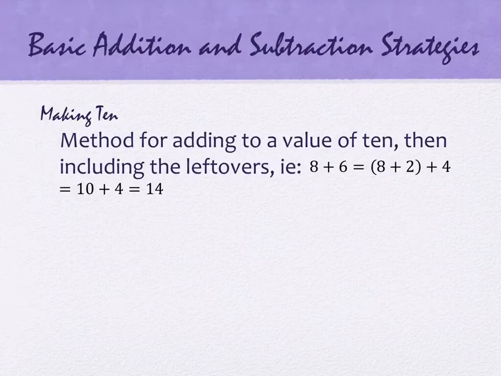Another method is called making 10. I do this when I shop, actually. This is a method for adding to a value of 10 and then including the leftovers. This looks bizarre, but think about it. Instead of thinking of 8 plus 6 and remembering that it's 14, think of 8 and figure out what you have to add to get to 10. Well, you have to add 2. From the 6 that you had to add, you've already added 2, so what else do you have to add? 4 more. So the idea is to break apart the 6 into a 2, which I can easily add to 8, and the 4 that's remaining. This is called making tens.